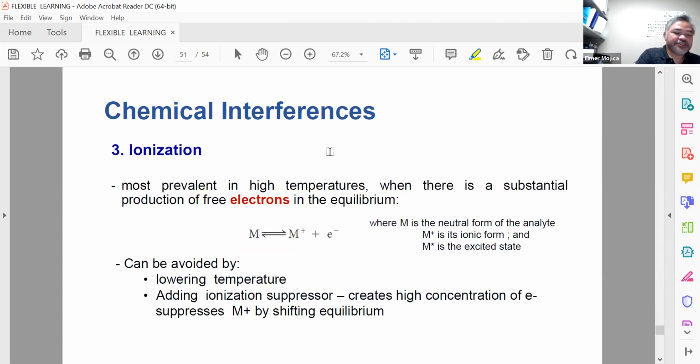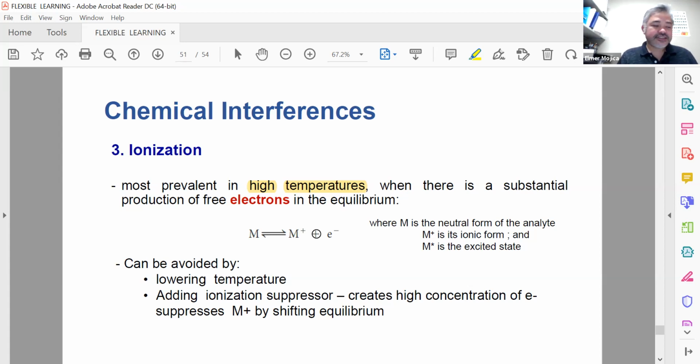And then you have ionization. This is most prevalent if you use high temperature. Hotter atomization means more ionization and emission from interferences. So most prevalent in high temperature because there's substantial production of free electrons in the equilibrium, like what's happening here, so there's a lot of your M+. Okay. Now it would reduce the sensitivity of your analysis.